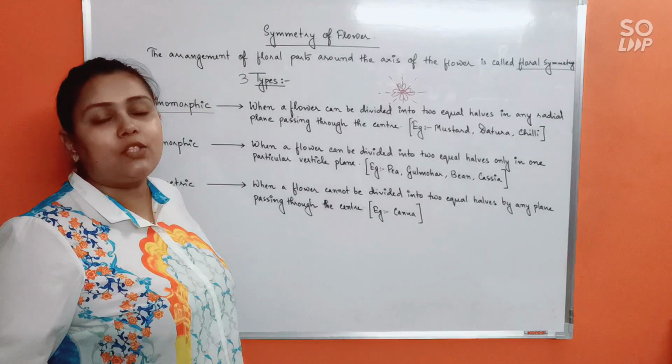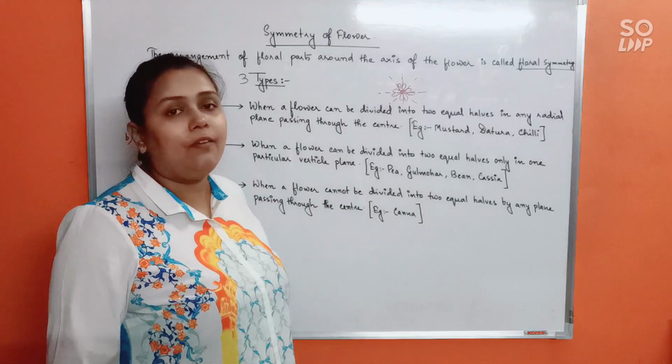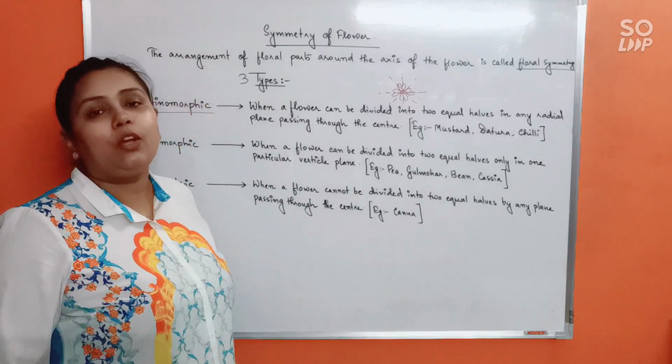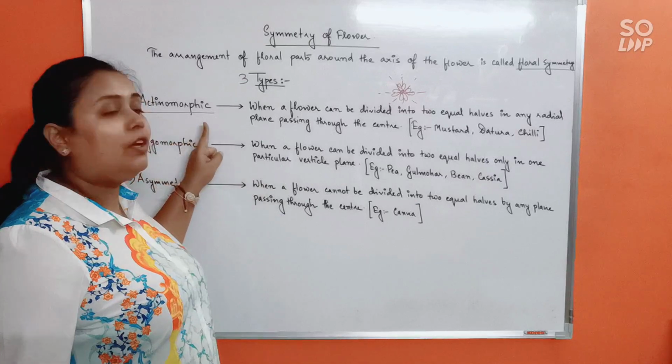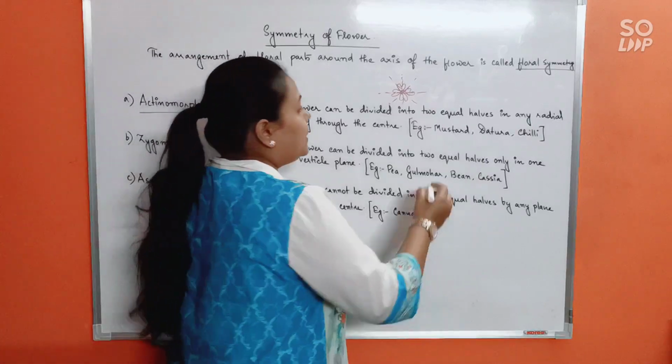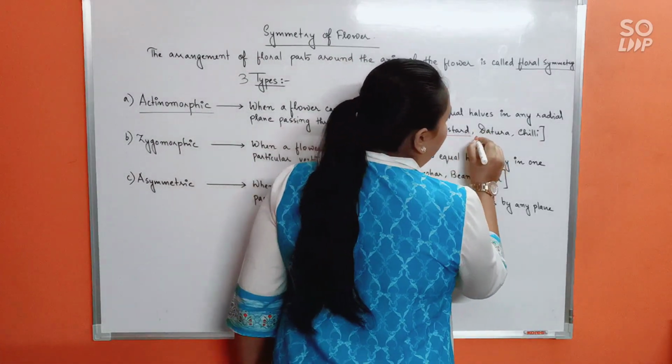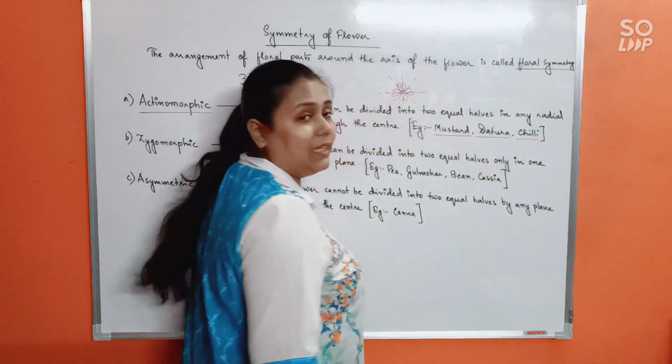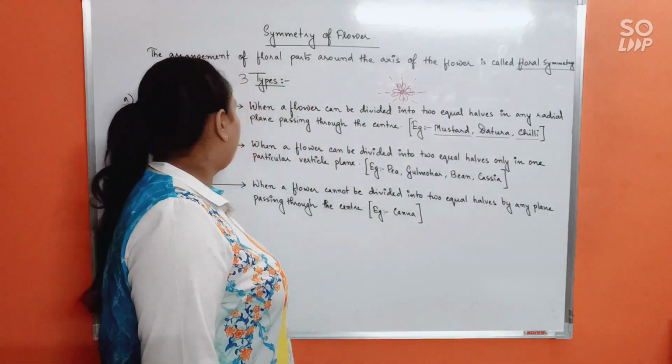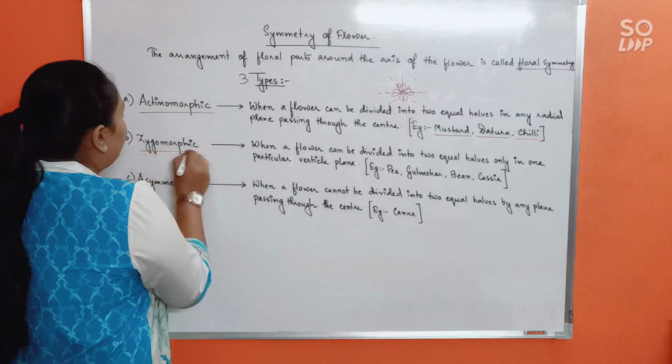So such flowers which can be divided into 2 equal halves from many planes, we call them to be actinomorphic flower. Understood? Examples are very, very important. Examples are mustard, datura, chili. Alright. Next. Next is zygomorphic flower.